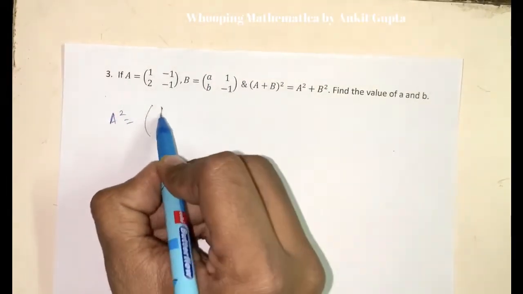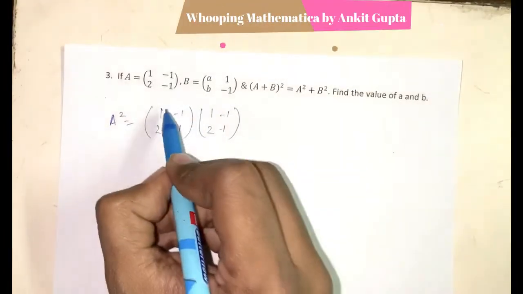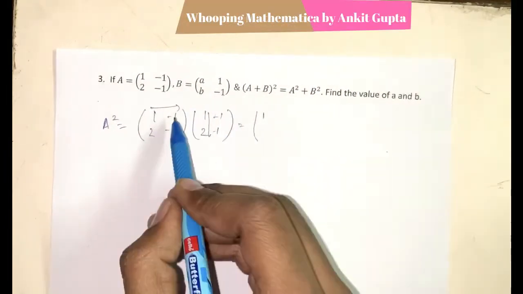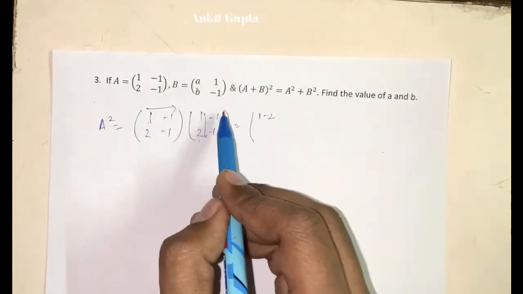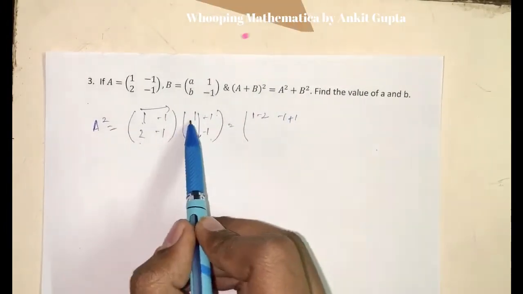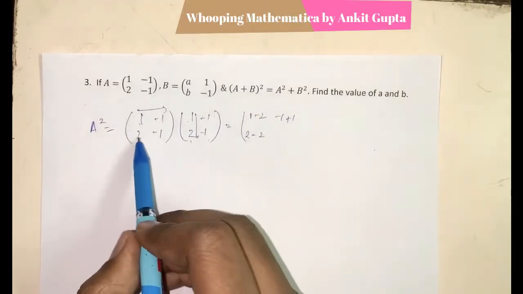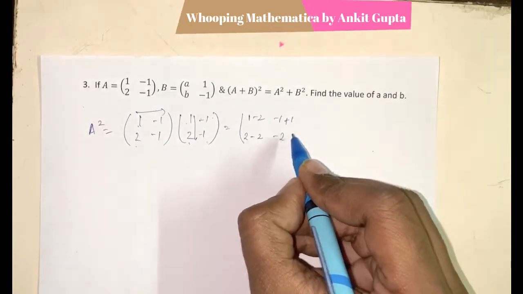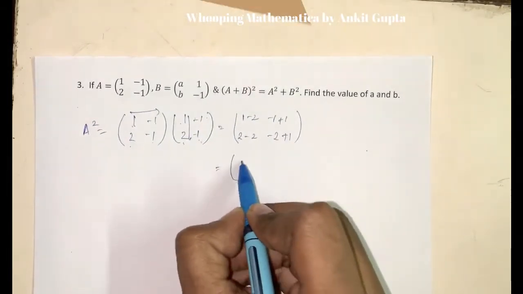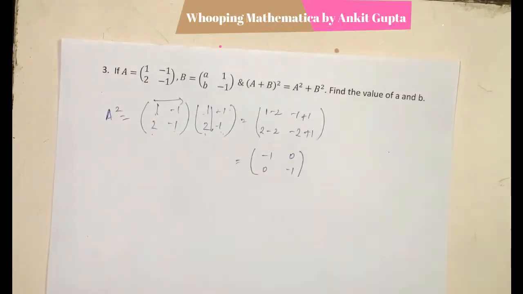A square is the same as [1, 2; minus 1, minus 1] multiplied by [1, 2; minus 1, minus 1]. Once again we are going to put arrows. 1 into 1 will be 1, minus 1 into 2 will be minus 2, 1 into minus 1 will be minus 1, minus 1 into minus 1 will be 1. Then 2 into 1 will be 2, 2 into minus 1 will be minus 2. Again 2 into minus 1 will be minus 2, and minus 1 into minus 1 will be 1. So we are going to get minus 1, 0, 0, minus 1. This is the A square matrix.